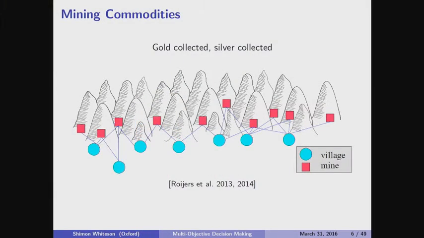Here's another example. This is a benchmark problem that we use in a lot of our experiments. It's about mining commodities. Imagine you own a mining company. So these red squares are all the mines that you own in the mountains. And in all of the villages, those circles, there are a bunch of workers, and every day you have to decide which workers to send to which mines. And when the workers go to a mine, they can mine a certain amount of gold and a certain amount of silver. And these are two different objectives that you would like to maximize.